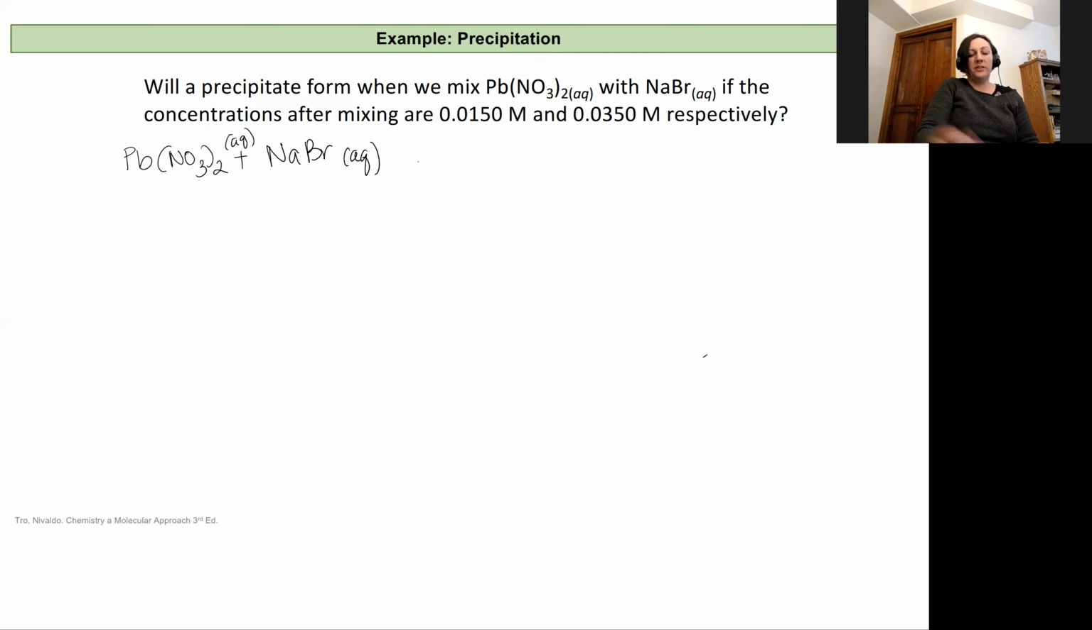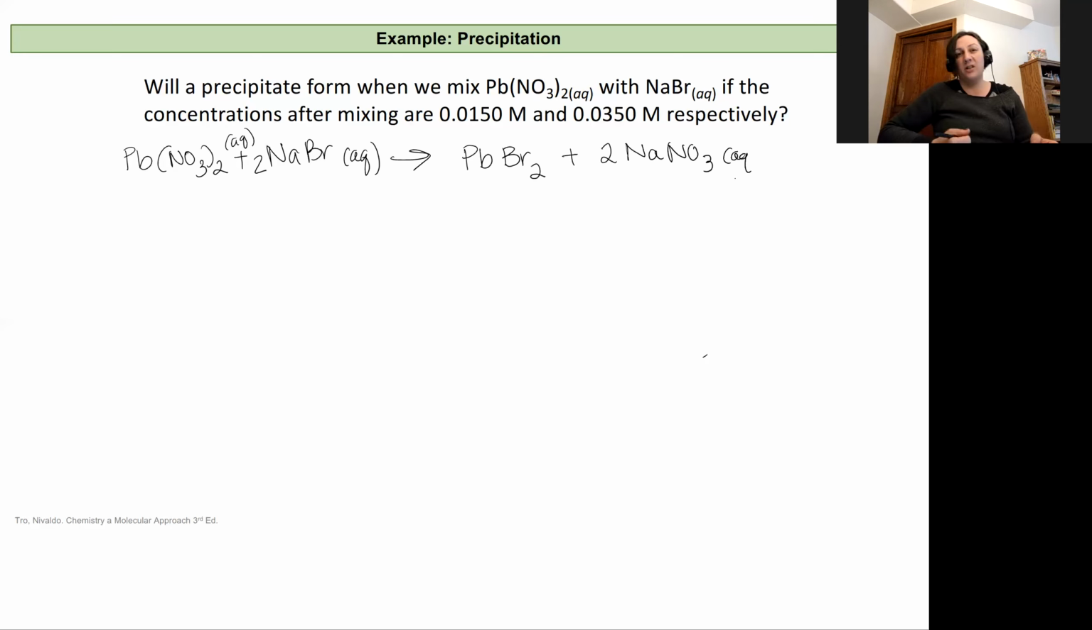So the way we predict our products, again, is we just swap our ions. Our lead will form a bond with our bromine. There'll need to be two of them to balance out that +2 charge, meaning we'll have 2 sodium bromide that are going to participate in this reaction. And that'll leave us with 2 sodium nitrates, but those will be aqueous.